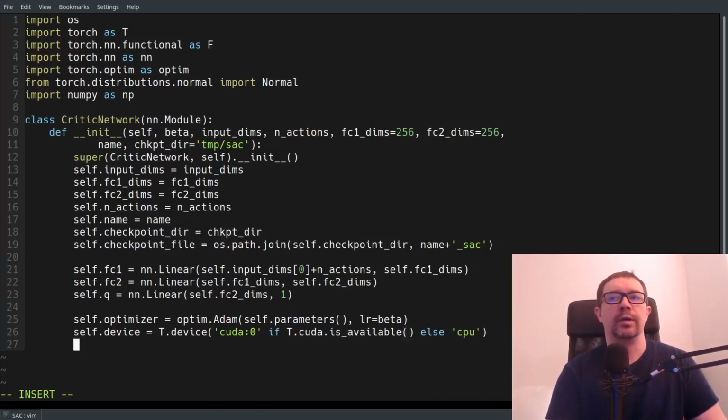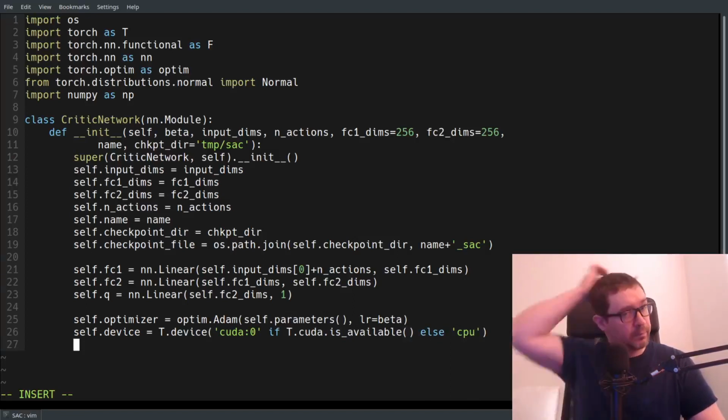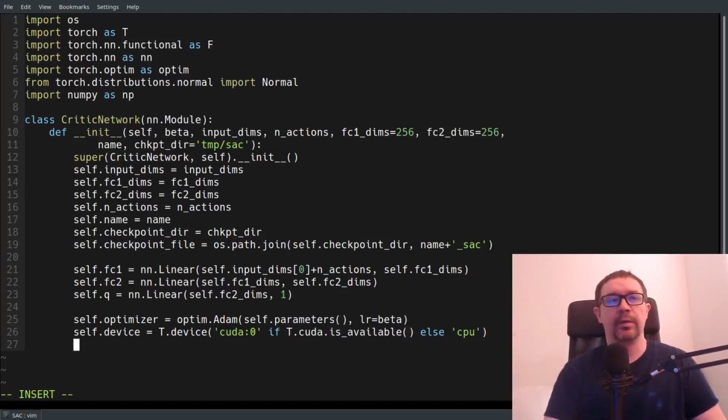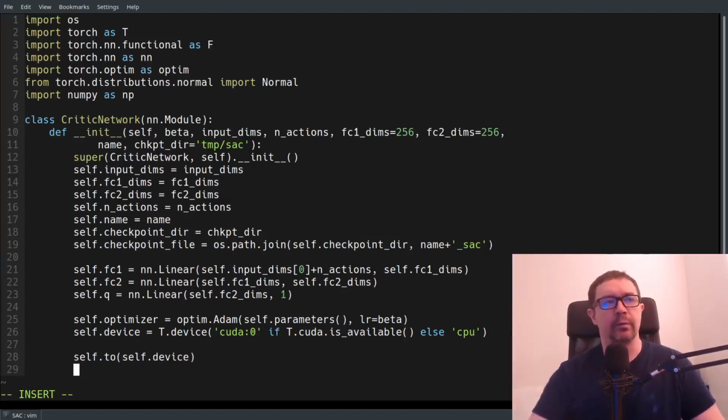Next thing we want to handle is the device for our computation. If you have a GPU, you definitely want to take advantage of it. And finally, we want to send our entire network to our device. Next, we have to deal with the question of feed forward. So how do we feed forward a state and action pair through our critic network?